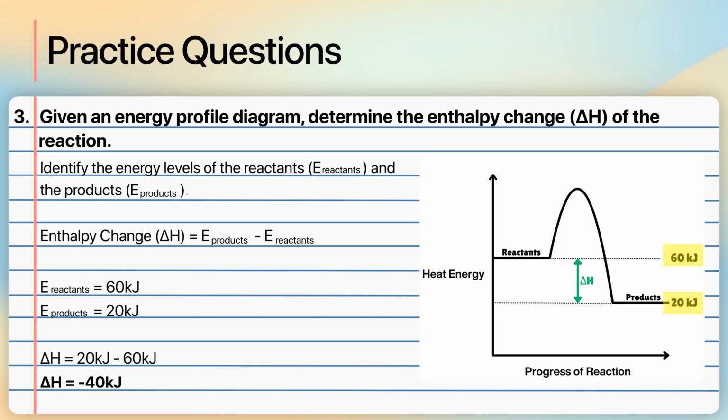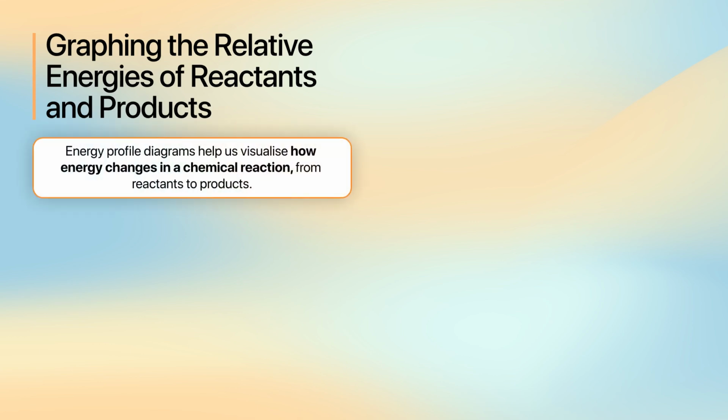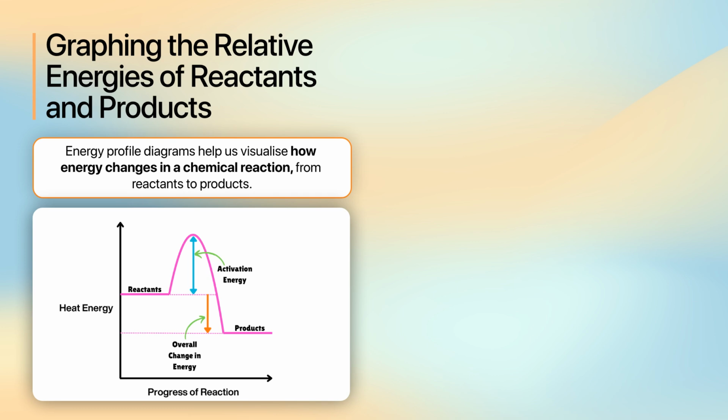By working through these examples, you've seen how to identify reaction types, calculate activation energy, and determine enthalpy change using energy profile diagrams. These skills are crucial for interpreting and predicting the energy changes in chemical reactions. In today's lesson, we delved into the importance of energy profile diagrams for visualizing and interpreting chemical reactions. We explored how these diagrams graph the energy levels of reactants and products throughout a reaction, with the x-axis representing reaction progress and the y-axis indicating energy levels.